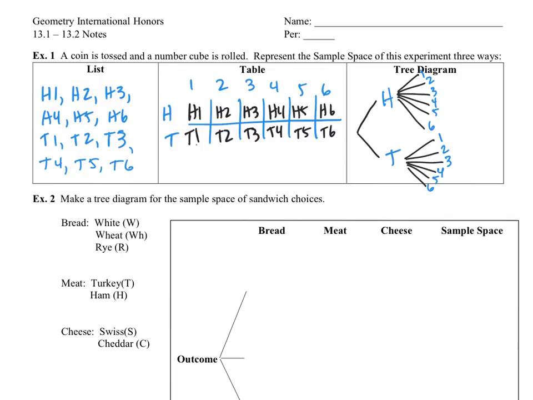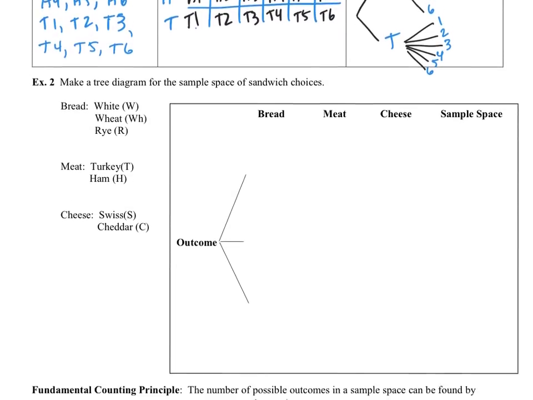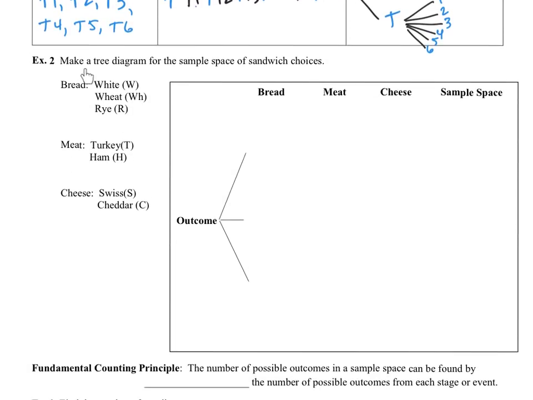All right, let's take a look at another example. This one says make a tree diagram for the sample space of sandwich choices. So when you choose your sandwich, you can choose a bread. We can have white, wheat, or rye. Meat, we can have turkey or ham, and then we can have either Swiss cheese or cheddar cheese. So let's start by listing all the possible outcomes for your bread choice first. So we could either choose white or wheat, or we could choose rye bread.